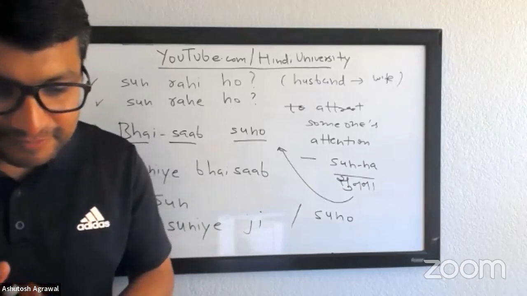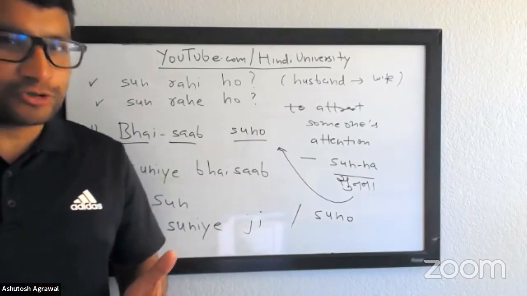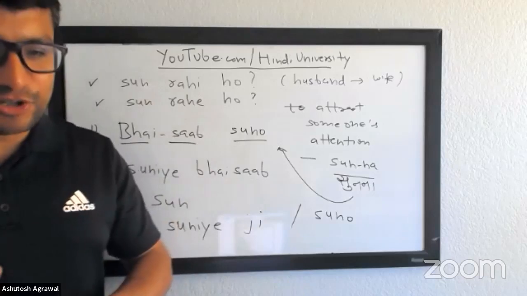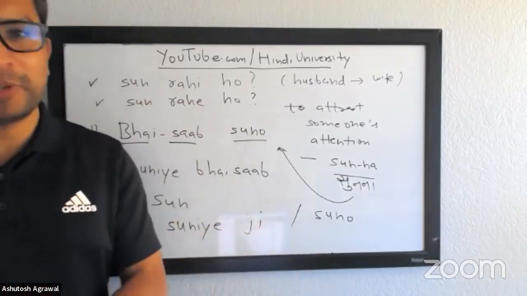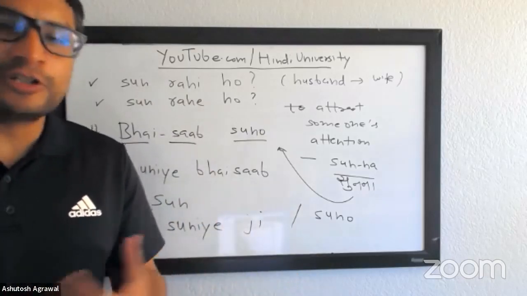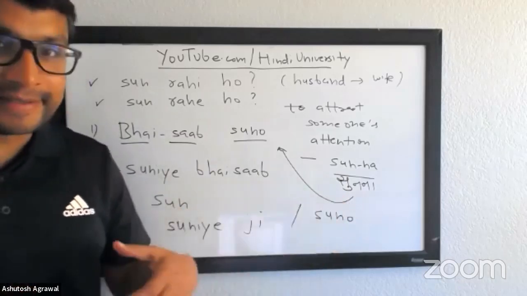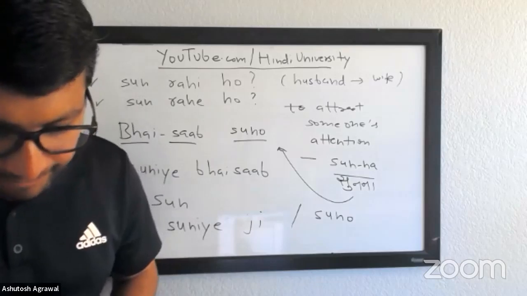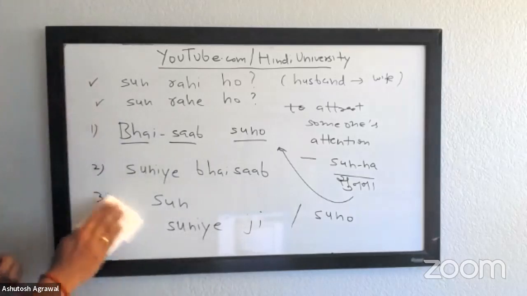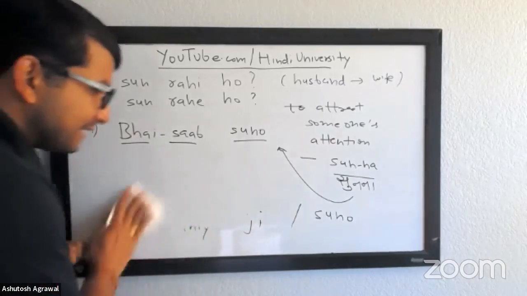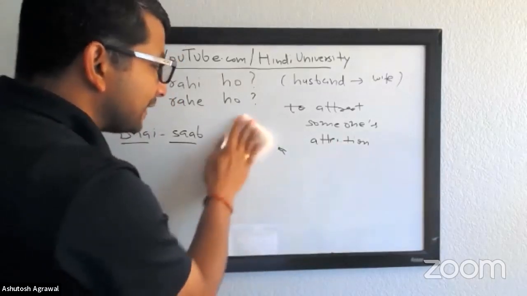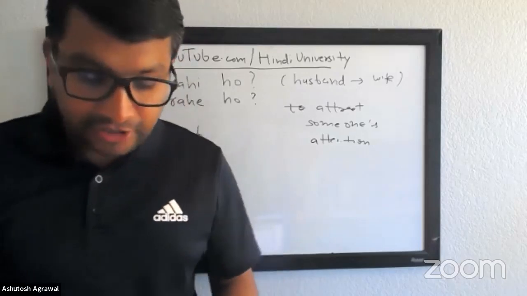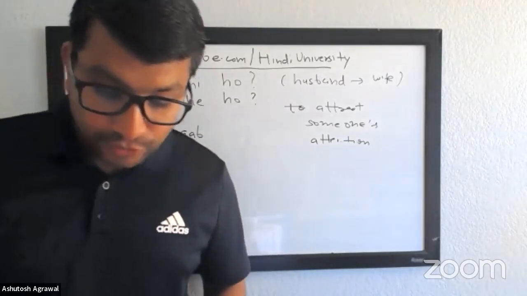I'm going to show some old songs. Not huge long songs, just quick initial parts where one person is trying to get someone's attention and how the different forms of sunna are being used. In the meantime, if you have any questions, because this first verb is very simple, it's just about becoming comfortable using it. An example is one Richard Delacy also uses in his book: Bhai Saab Suniye.